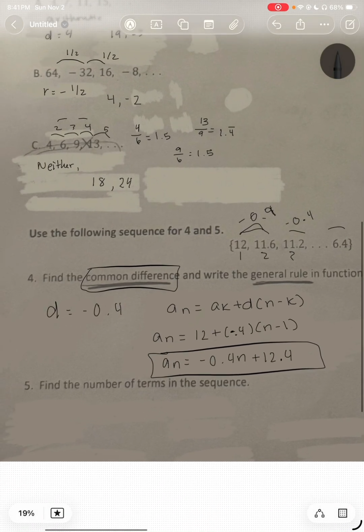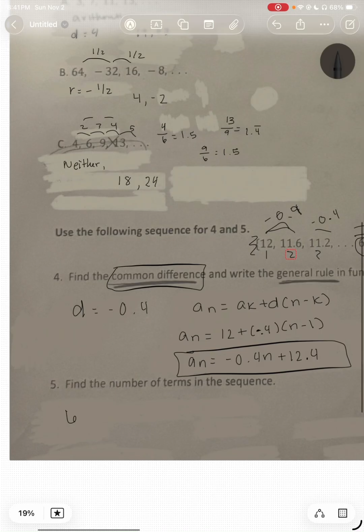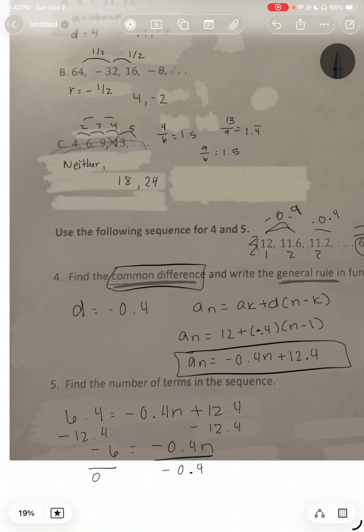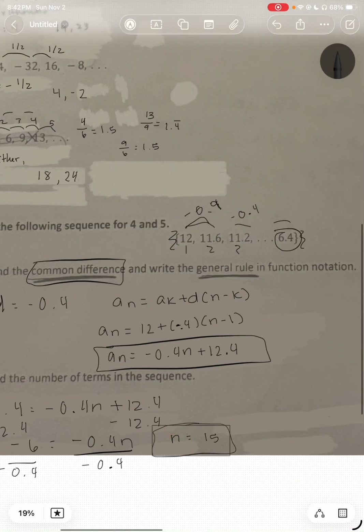And now find the number of terms in the sequence. We know this is a closed sequence because of the brackets, so we plug in 6.4 for our y in the equation. And now we solve: negative 0.4n plus 12.4. We subtract 12.4 from both sides, and then we have negative 6 is equal to negative 0.4n. We divide by negative 0.4 on both sides, and then we get n is equal to 15. And that is how many terms are in this sequence.